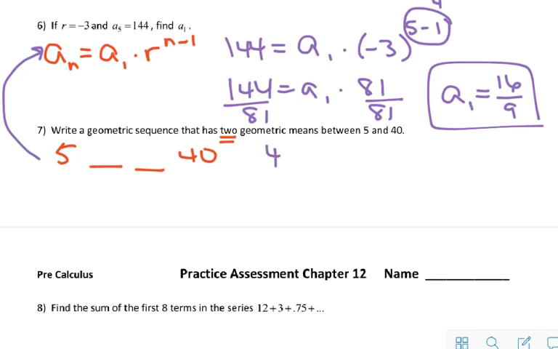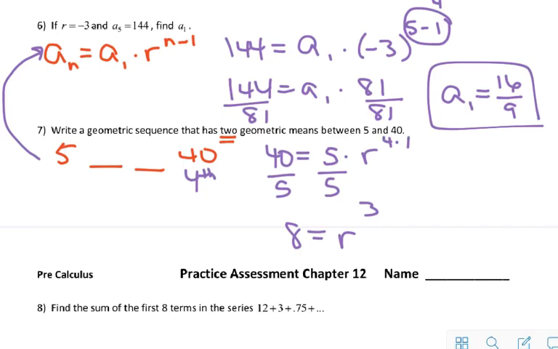I know the last term, and I even know it's the 4th term in the sequence. I know the first term is 5. All right, so first I'm going to divide by 5. The reason we're dividing and not subtracting is because that 5 is being multiplied by the r. So you have to divide, and you get 8 is equal to r to the 3rd.